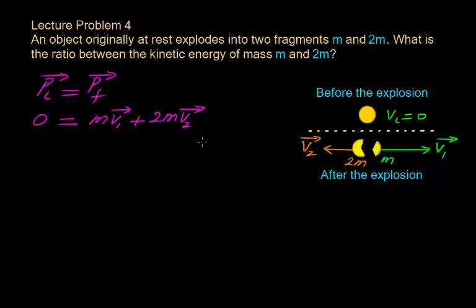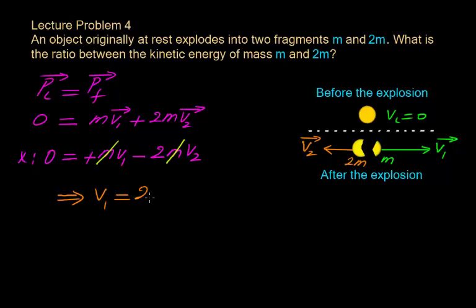Since the equation is one-dimensional, we have only the x component. 0 equals, I assume that the smaller piece is going to move towards the right, therefore positive m v1. The other piece has to be moving towards the left, therefore negative 2m v2. The variable m is going to cancel out. Therefore, the velocity v1 is going to equal 2 times the velocity v2.